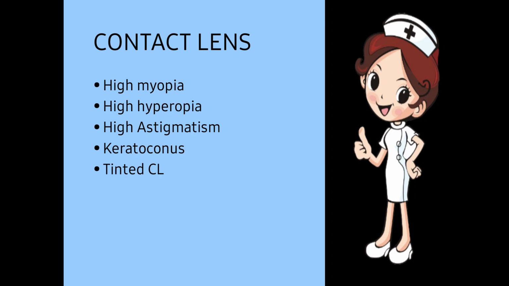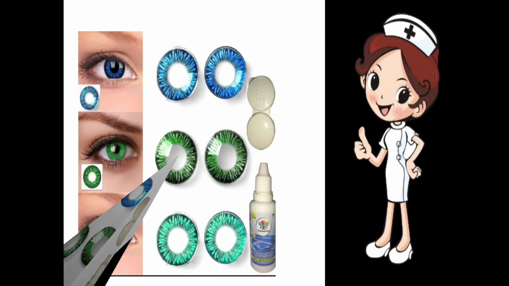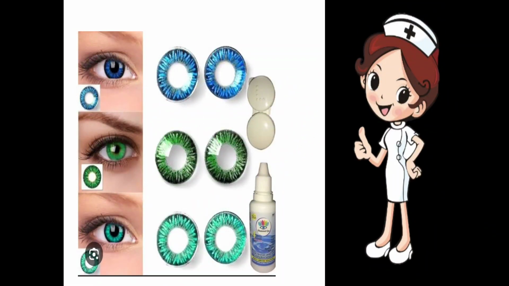Okay. Next one, tinted contact lenses. The word tinted contact lenses means these are colored contact lenses. If you can see here, these are the colored contact lenses. First one are the blue color contact lenses, green color contact lenses. Okay, so these kinds of contact lenses are used to reduce the photophobia as well as sometimes to reduce the glare. Okay, these are also used from the cosmetic point of view.